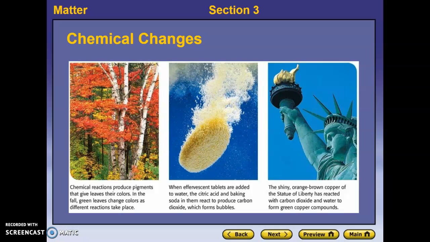The one on the right also is an example of the Statue of Liberty. Originally, the Statue of Liberty as a copper statue would have been that kind of orangish brown color, but over time, chemical reactions occur, and it causes kind of a grayish green buildup of copper oxides on the outside of the statue, and that's why copper looks this greenish color. So that also is a sign of a chemical reaction.